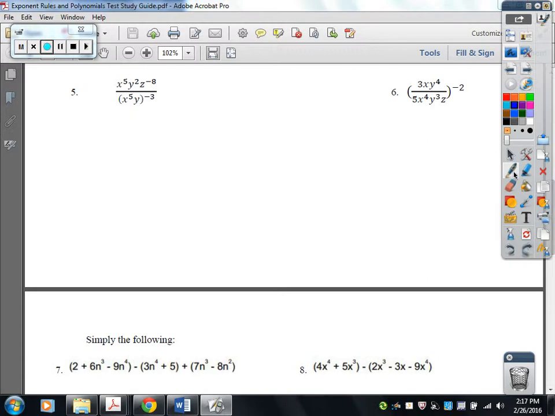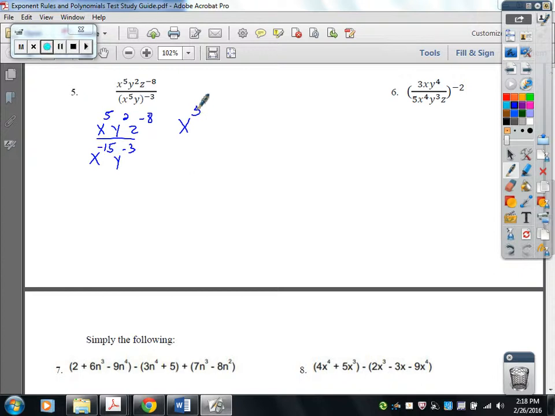Number 5. So the denominator both get this negative 3 applied to it, so it's going to be x to the negative 15th, y to the negative 3rd. The numerator is x to the 5th, y to the 2nd, z to the negative 8th. So I have 3 things that have negative exponents, so they're going to move.